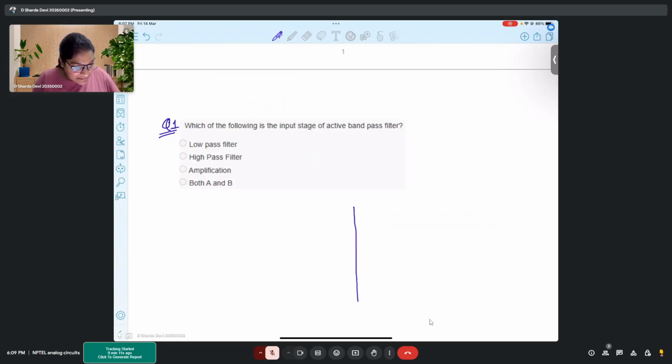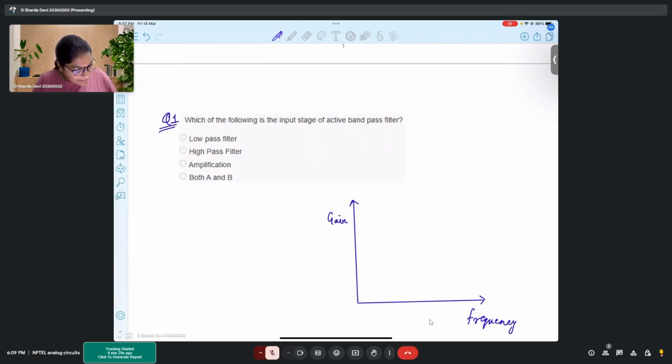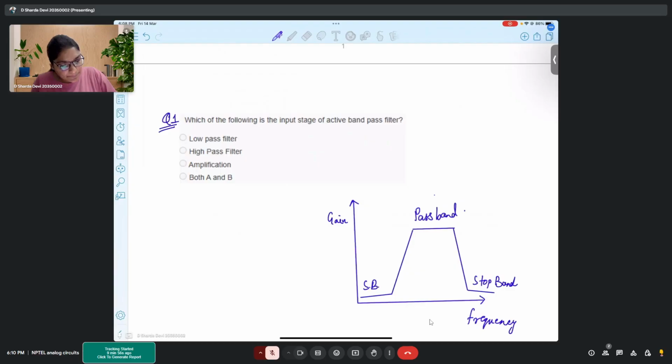So, how does the bandpass filter's characteristic behavior or frequency response look like? This is gain, this is frequency. A bandpass filter will pass a band of frequencies by limiting all other frequencies. Alright, this is the pass band, and these are the stop bands. From here, if we observe, at first we need a high pass filtering behavior, and then we have low pass filtering behavior.